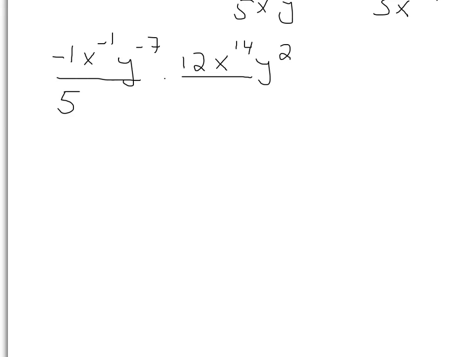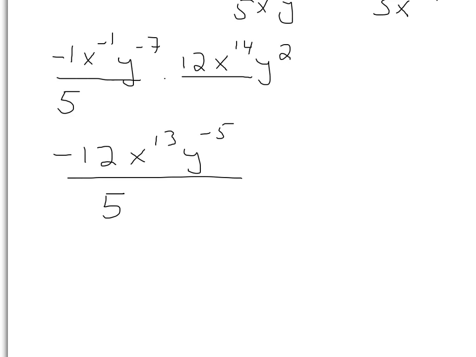Next, I'm going to multiply across. First, I'll do the numbers. Negative 1 times 12 is negative 12. x to the negative 1 times x to the 14th, negative 1 plus 14 is 13. And then y to the negative 7th and y to the 2nd is y to the negative 5th. And on the bottom, I still have that 5.